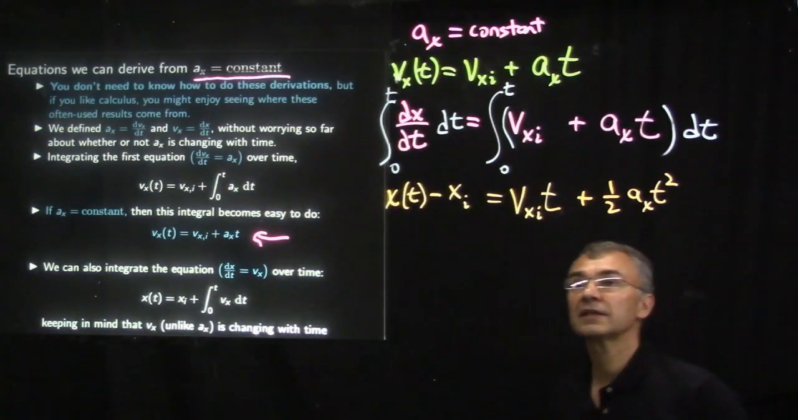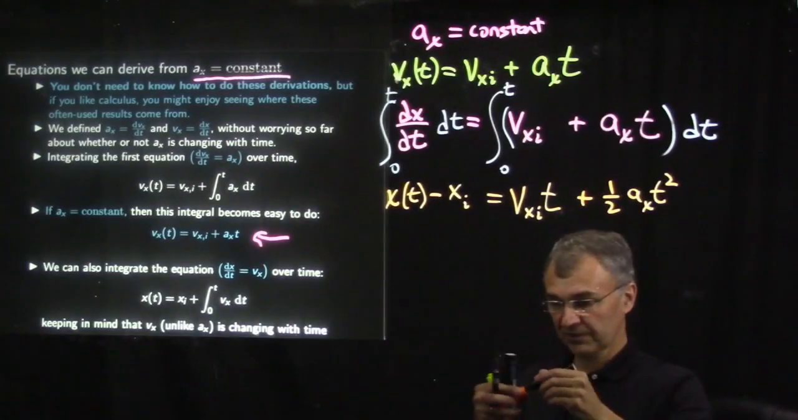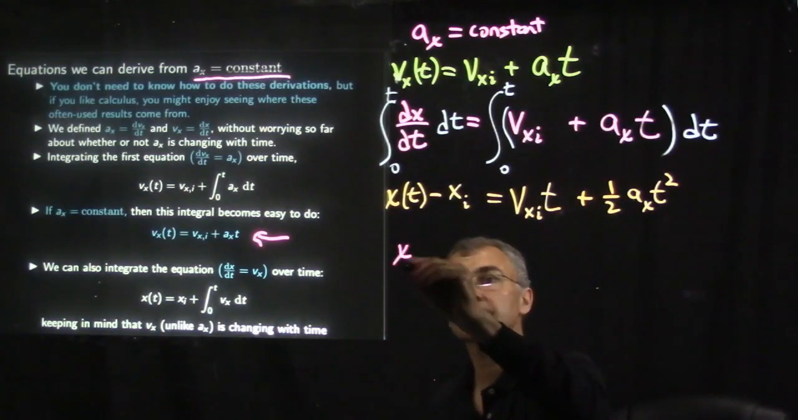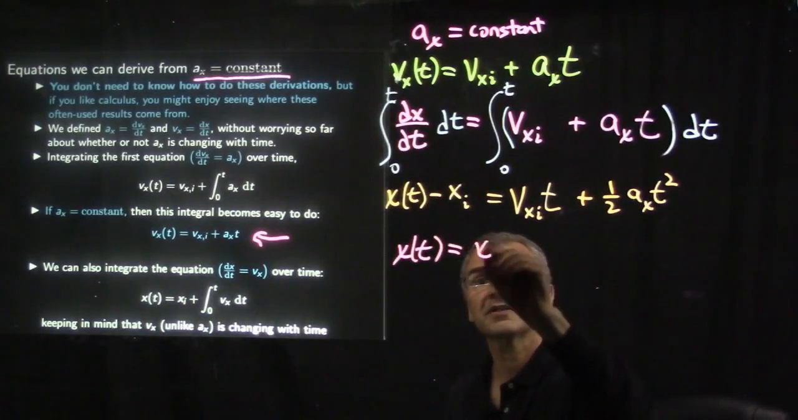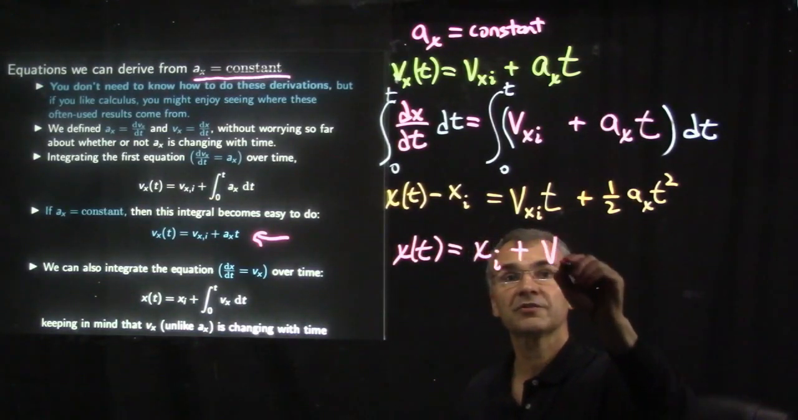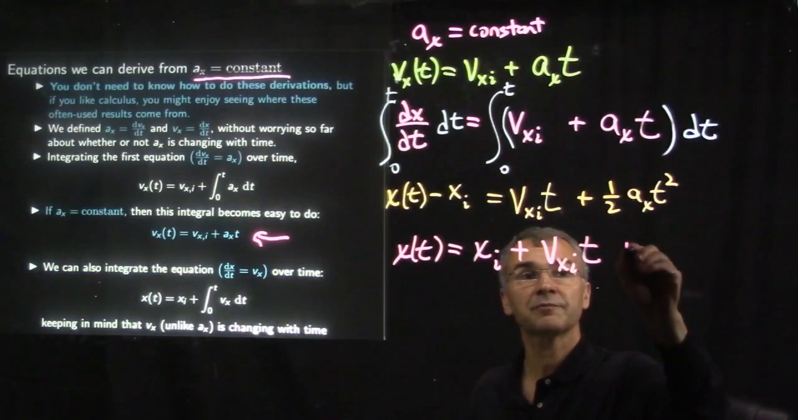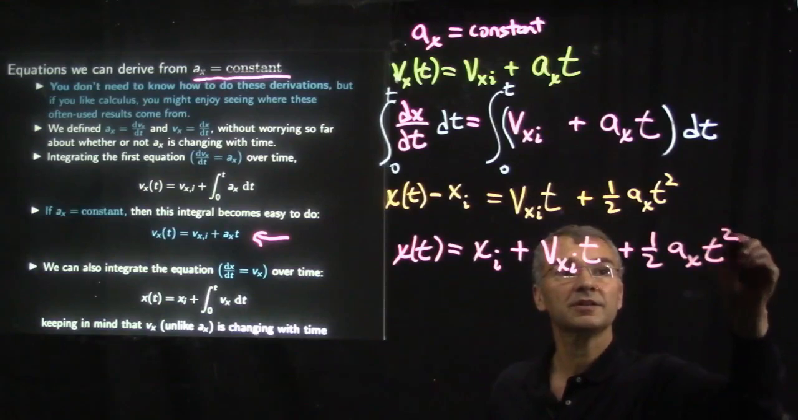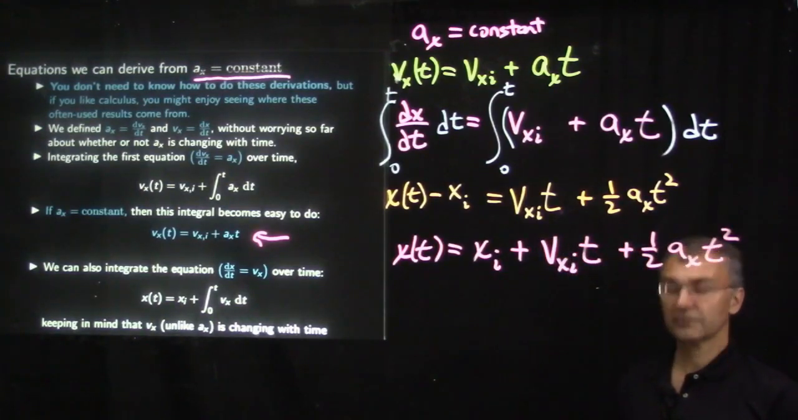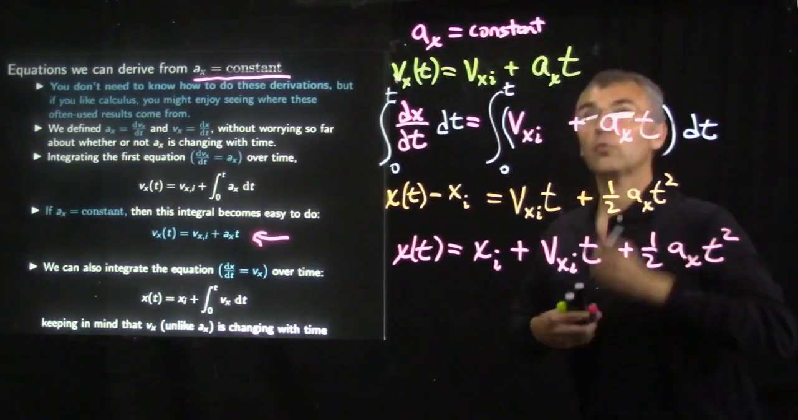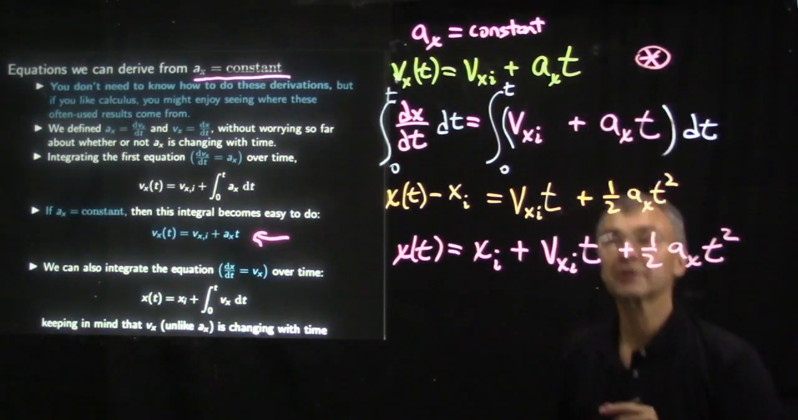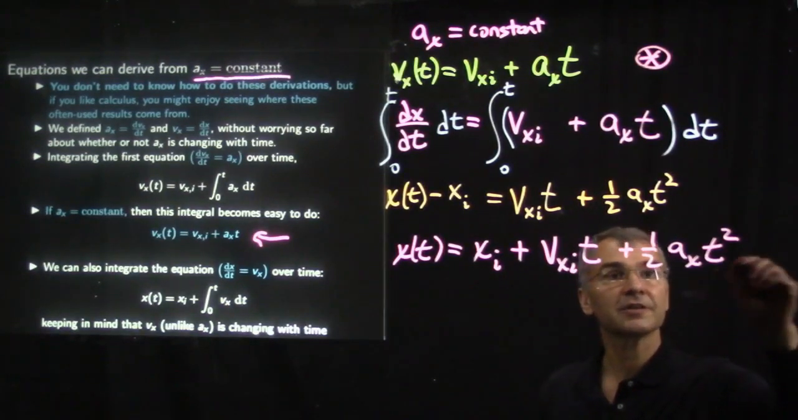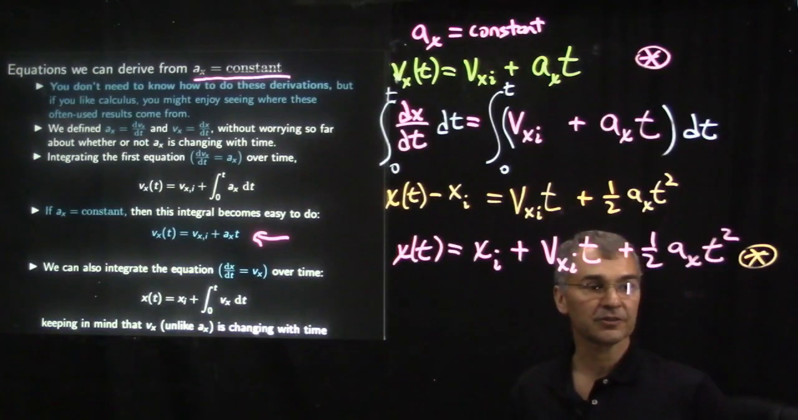So this tells us that x of t is x initial plus vx initial times time plus 1/2 a sub x t squared. Okay, so this is one key result we get from constant acceleration. And this is another key result that we get from constant acceleration.